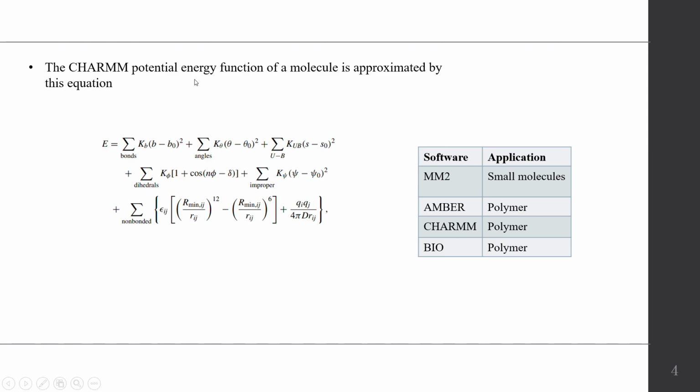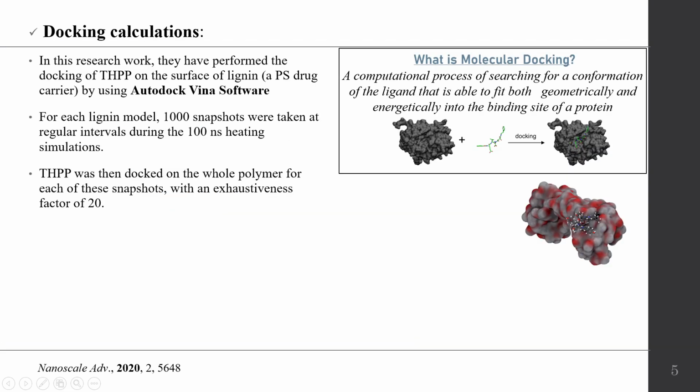Now the CHARMM potential energy function of a molecule is approximated by this equation. This is the equation that was derived from the previous slide that we discussed. All the energies are calculated by the software using this formula, and on the other side we can see the software available for molecular mechanics: MM2 for small molecules, and Amber, CHARMM and Bio for polymeric molecular study.